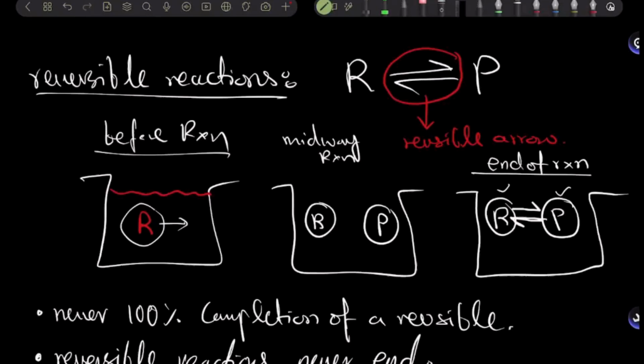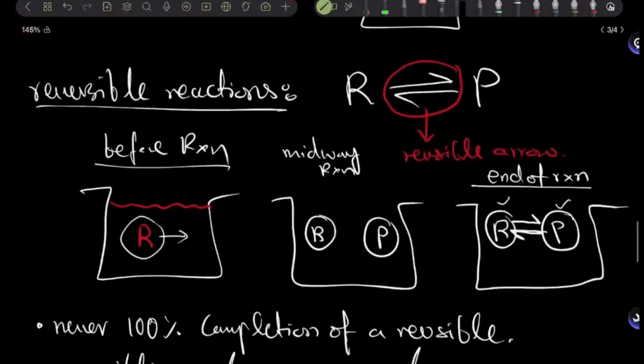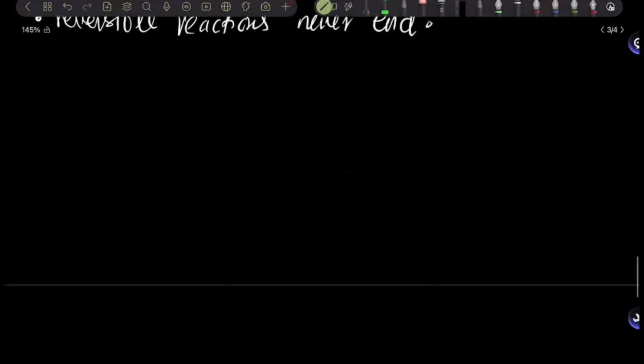So are we clear about what an irreversible reaction represents and what a reversible reaction represents? So these are the two types of reactions that are going to take place. All right. So now let's go into detail of reversible reactions.